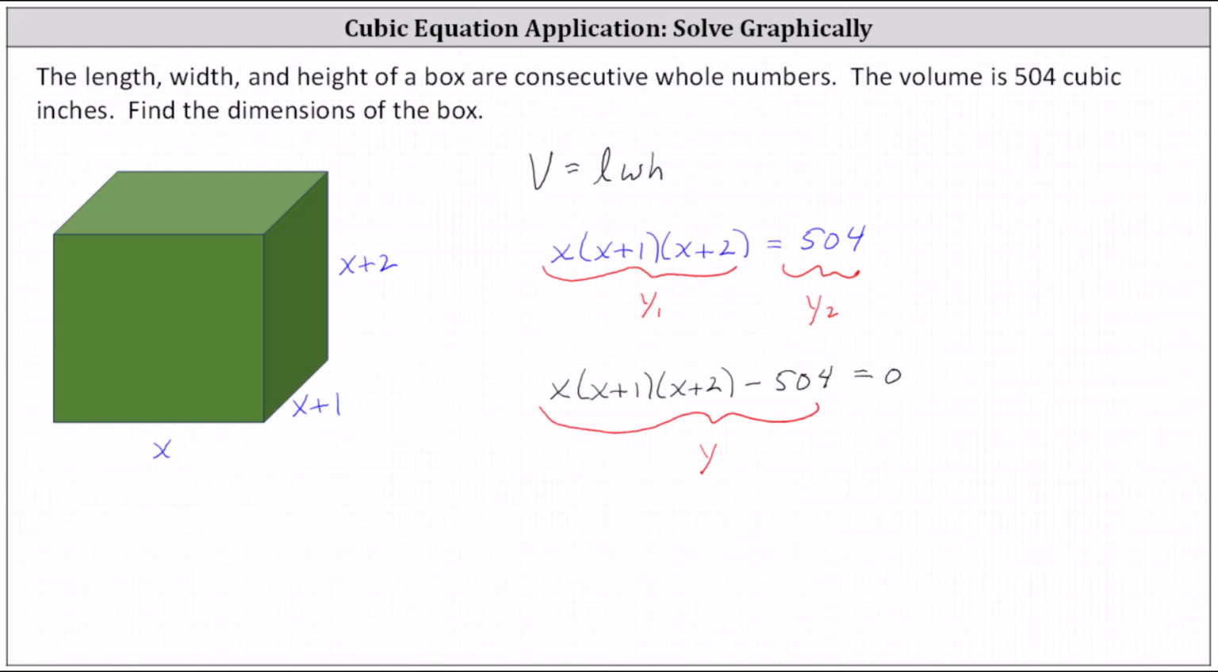So again, we now know that x equals 7 satisfies both equations, and if x equals 7, x plus 1 is 8, and x plus 2 is 9, which indicates the dimensions of the box are 7 inches by 8 inches by 9 inches. If we wanted to, we could check this. 7 times 8 times 9 is 504.